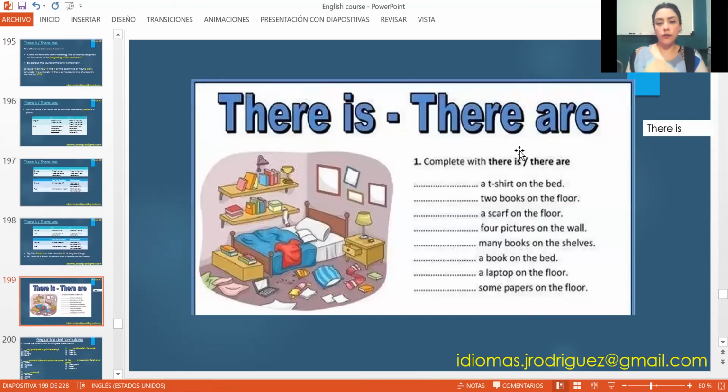Now, let's check the homework. Okay, we got the first. Complete with there is or there are. Okay, here in the picture, we have all of this information. The first, it says, a t-shirt on the bed. What's a t-shirt? This thing. Una playera en la cama. Una. A. So, of course, we use there is. Okay, next.